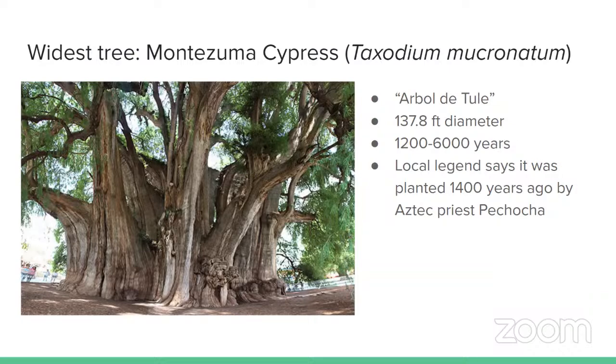It's a tree called the Montezuma cypress, Taxodium mucronatum. The local legend where it is says that it was planted 1,400 years ago by an Aztec priest called Pichocha. As far as scientific estimates go, that's somewhat realistic. Estimates range pretty widely, but we think it's 1,200 to 6,000 years old. So not super specific. We're not going to cut it down to see how many rings it has. So we'll see. And it's 138-ish feet in diameter, known as the Arbol de Thule.